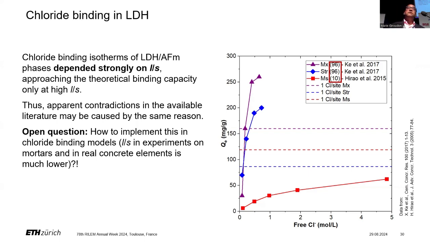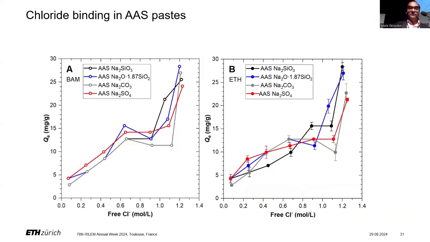We could not possibly answer why there is a discrepancy. Why would the chloride binding capacity increase when you increase the liquid-solid ratio? This remains an open question, and we are looking forward to solving it with other colleagues. But another interesting question is how to implement these results in chloride binding models, because the liquid-solid ratio that one might apply in mortars or concretes might be actually much lower. So you might not really capture the correct isotherm.